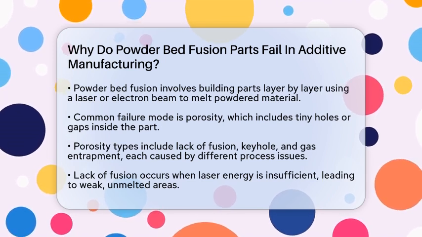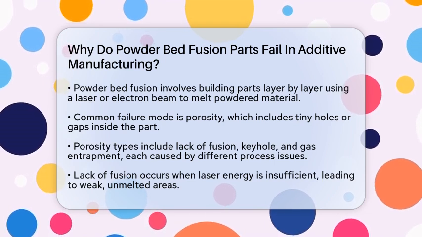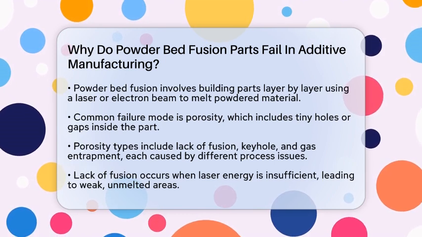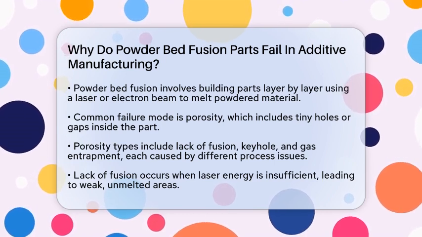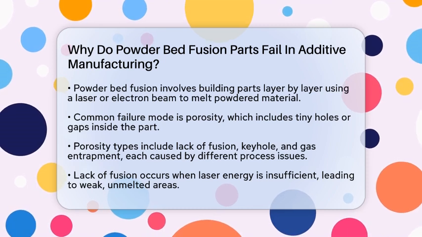This process uses a laser or electron beam to melt powdered material into solid parts. But sometimes, these parts don't turn out as planned. Why is that? Let's explore the main reasons behind failures in powder bed fusion parts.